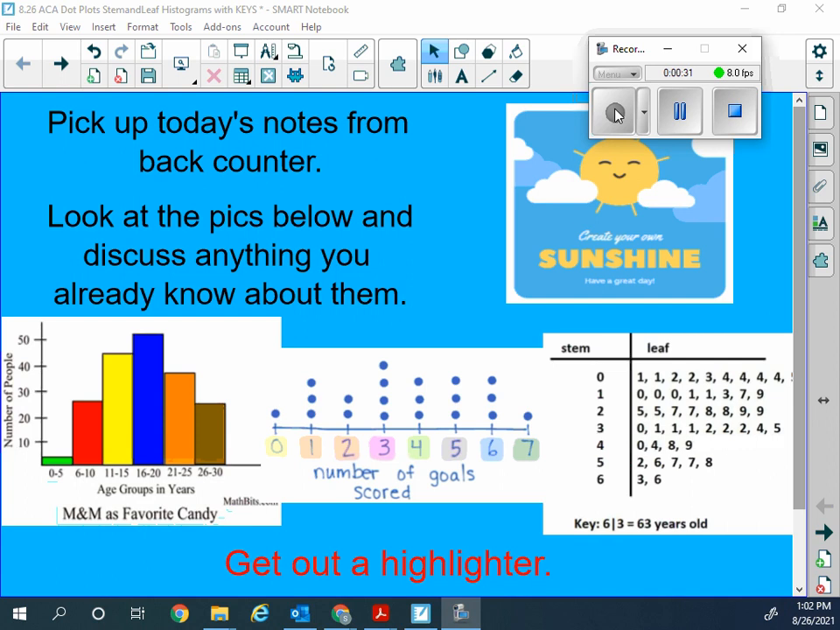I see a stem and leaf. That's right. This is a stem and leaf. And then I heard dot plot. This is a dot plot. Raise your hand if you think this is a bar graph. Raise your hand if you do not think it's a bar graph.